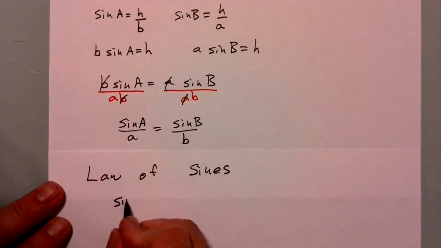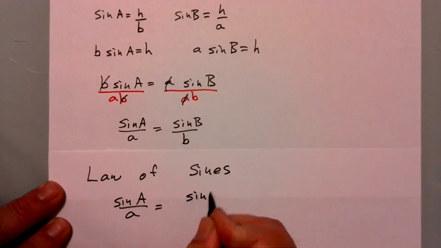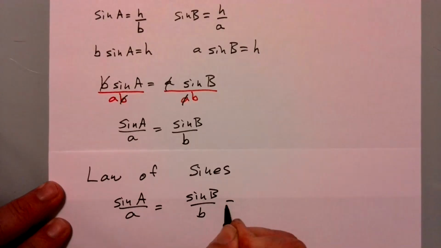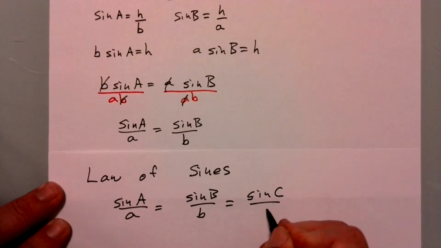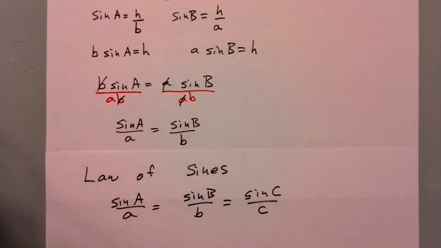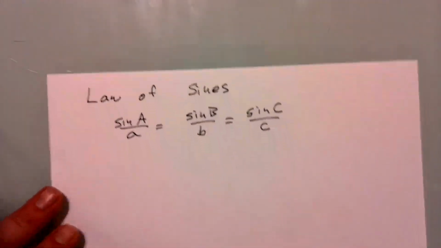Sine A over A equals sine B over B. Equals, third part, equals sine C over C. So I'll leave it to you to convince yourself of that, but it's the same argument. You just go ahead and draw the triangle a little bit differently, maybe compare B to C instead of comparing A to B. Okay, so let's take a look at an example, and we will try to solve the triangle.